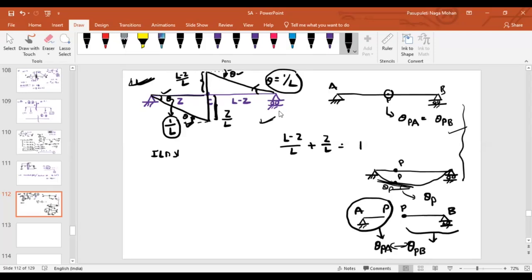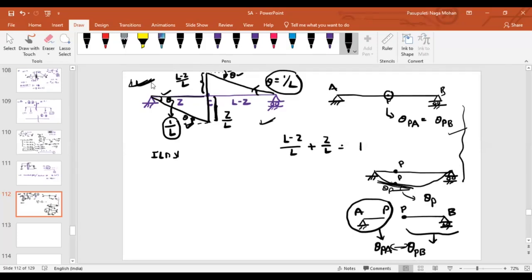Okay, sir. Clear. So in the same way, if we add these two ordinates, you should get equal to 1. And then after some minor calculations, you will get at the end the slope here equal to 1 by L. The slope here will be equal to 1 by L. If we know the slope, then obviously this distance will be Z by L. Again, this distance is L minus Z by L. That's it. Clear? At least you got an idea about the slope. Yes, sir.